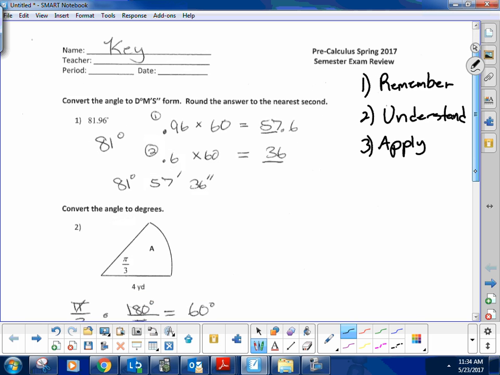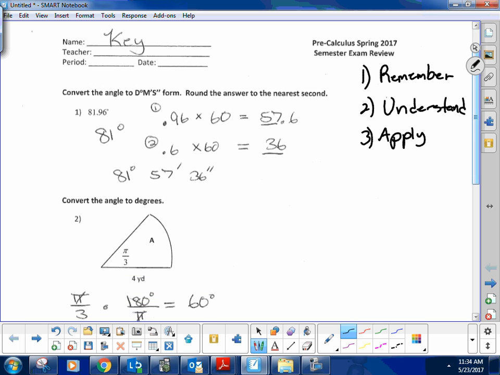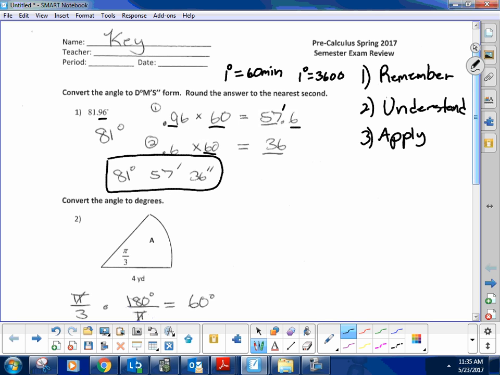Now, let's start with question 1. It says convert to degrees, minutes, seconds form and round. One thing we have to remember is that 1 degree contains 60 minutes. So you take the 0.96 that you see here, multiply by 60, and you discover this solution. This right here becomes your seconds. And you take the 0.6 and multiply by 60 again, because 1 degree equals 3,600 seconds. 60 times 60 is 3,600, so the 0.6 has been multiplied by 60 twice, and you discover the 36, so your solution comes out being 81 degrees, 57 minutes, and 36 seconds.